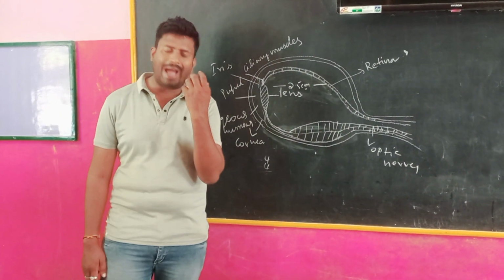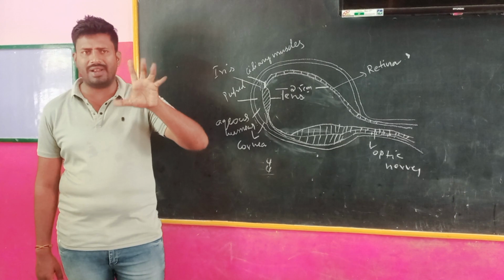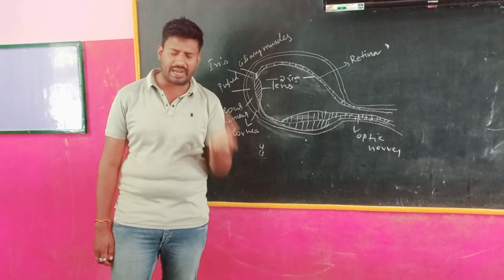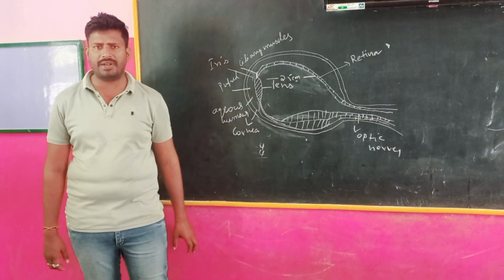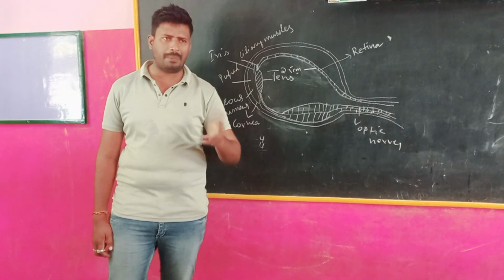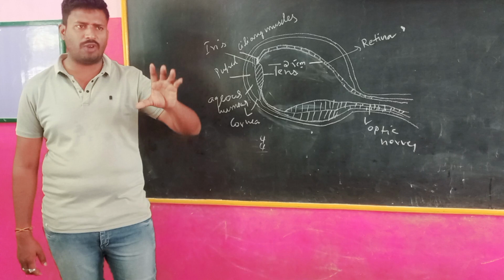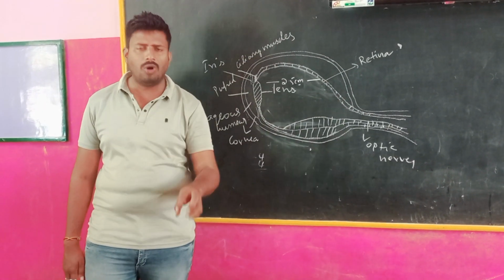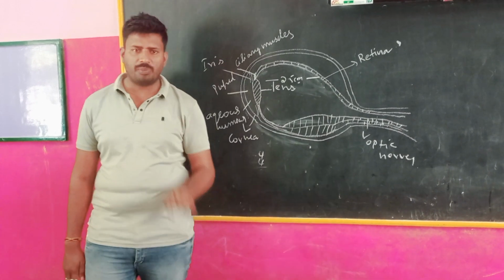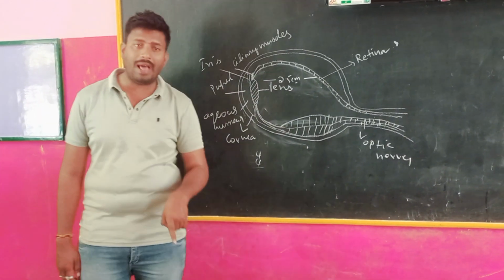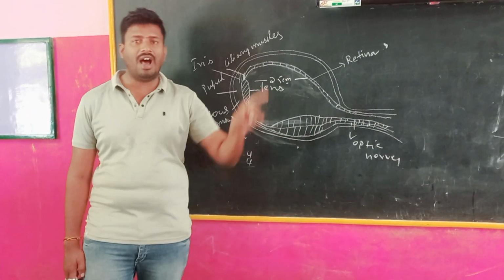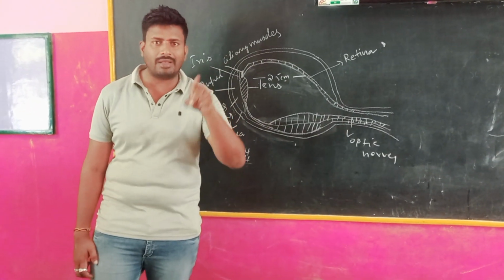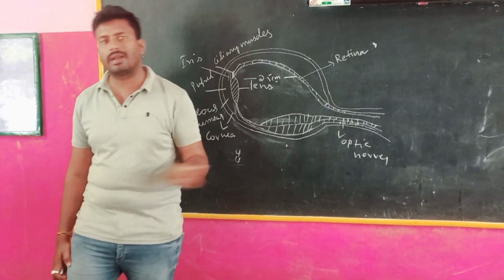So, the iris makes sure that excess light will not enter into the eye. If excess light enters into the eye, definitely our eye will be damaged. So, depending upon the nature of the light, if light is very high, then the pupil will contract. If light is low, then the pupil will expand. Because of this nature, the pupil acts as a variable aperture. The iris enables the pupil to act as a variable aperture, and that is the reason why our eye is not damaged.